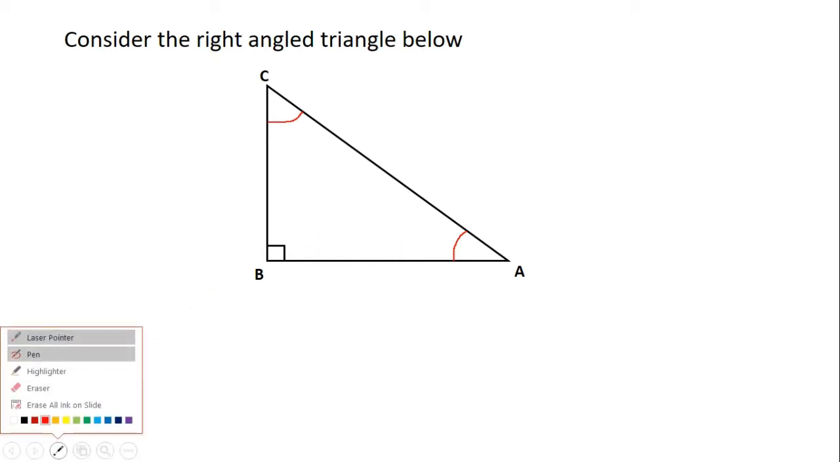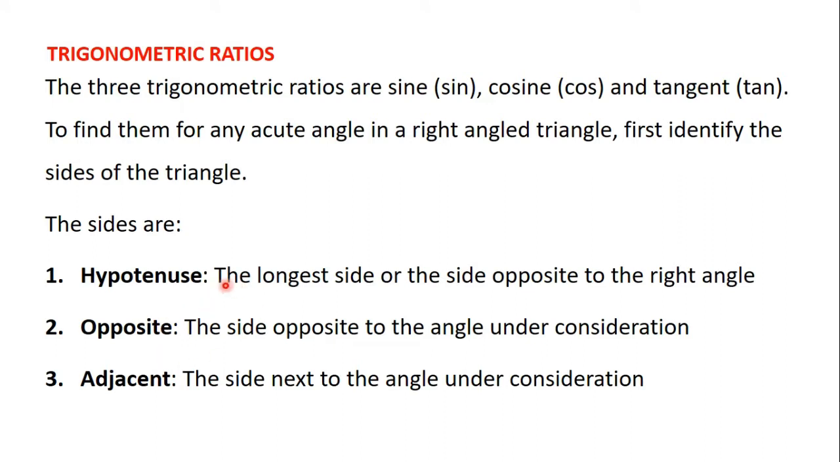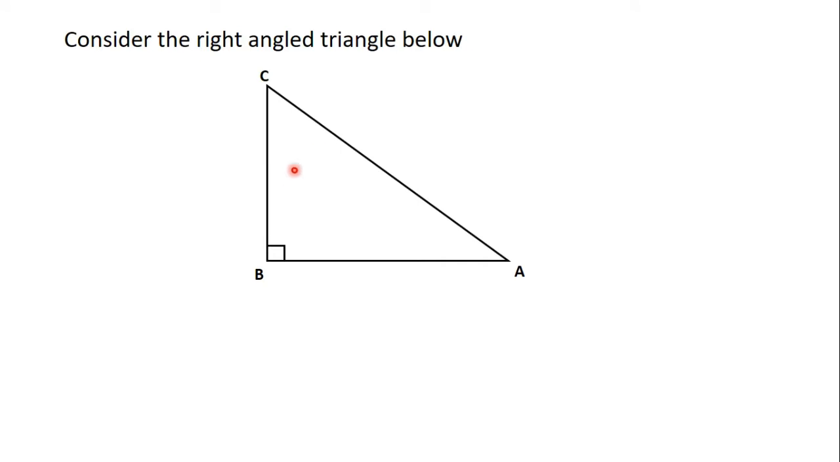Now that is what the point was telling us, that in order to find the value of the acute angles or the length of the sides of the right-angled triangle, we need to know these three sides of the right-angled triangle. The first one is the hypotenuse. In a right angle triangle, the hypotenuse is the longest side or the side opposite to the right angle. Opposite is the side opposite to the angle under consideration, and adjacent is the side next to the angle under consideration. How do we find these three trig ratios for this right angle here?